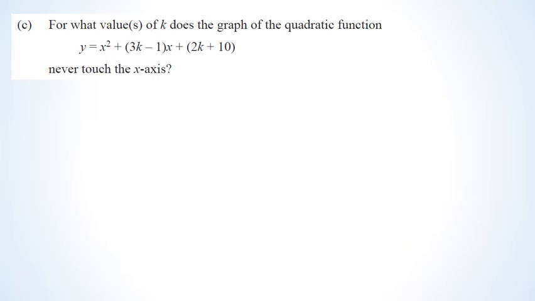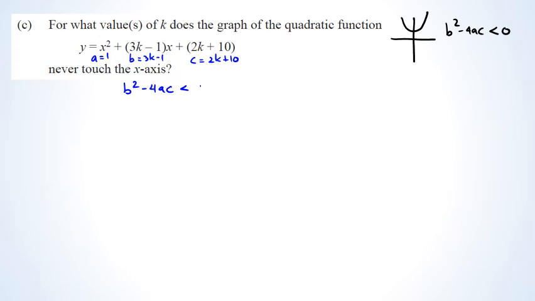Okay, so 3c says, for what values of k does the graph of the quadratic function never touch the x-axis? Now, if you guys remember back from discriminants, for the quadratic to never touch the x-axis, b squared minus 4ac has to be less than 0. So that's what we're going to be working with. So we've got a, in this case, equals 1, b equals 3k minus 1, c equals 2k plus 10. So what we have is b squared minus 4ac has to be less than 0.